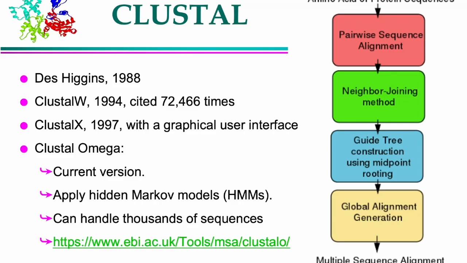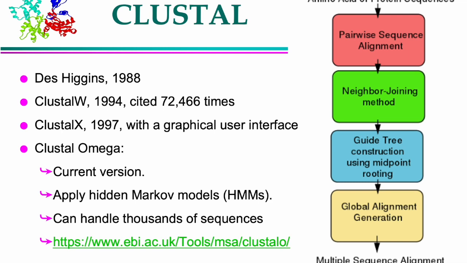So there are many software tools to construct phylogenetic trees, and also to do multiple sequence alignment. I just want to introduce one, that is Clustal. This is probably the most popular software for this purpose.